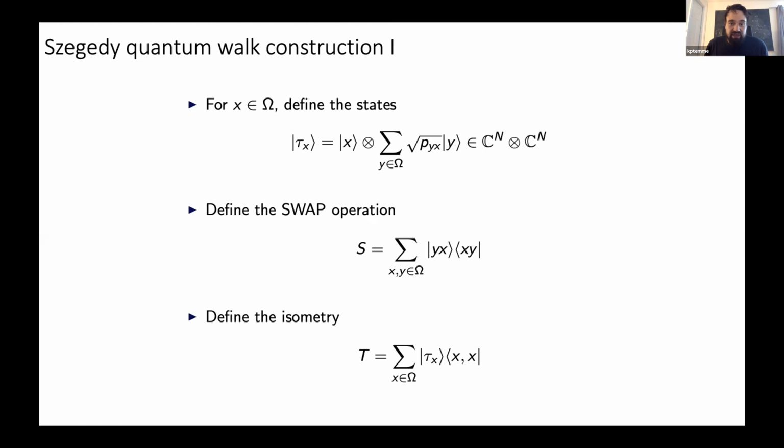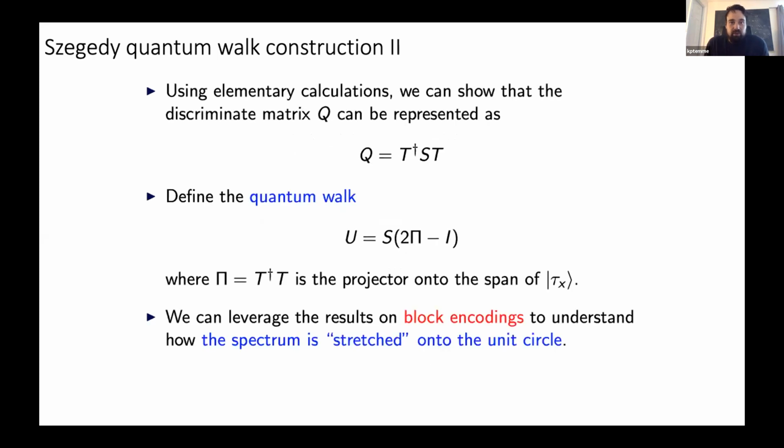The next thing you have to define is a swap operation, which you can also see as a reflection, a swap between those two register systems. And you can define an isometry, which is an isometry from the double copied system into the set of states that you have there. Okay, once you've defined these three things for your quantum walk, then you can check a couple of things.